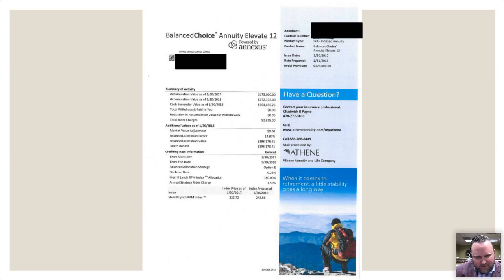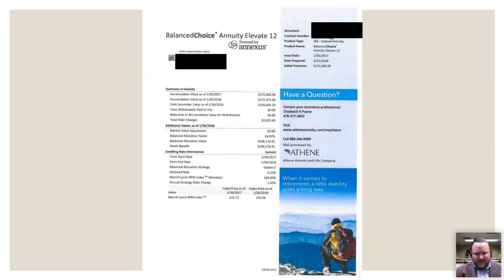Let's talk about the next column, which says market value adjustment. Some annuity contracts, if the interest rates drop a lot and you surrender your policy early, you could have something called a market value adjustment, where you would get back less than your surrender value, because if interest rates drop dramatically or go up dramatically, they're either going to adjust your market value up or down. In this case, it's zero, so it doesn't affect it. And then balanced allocation factor, that's what percentage of it is allocated to that particular index.